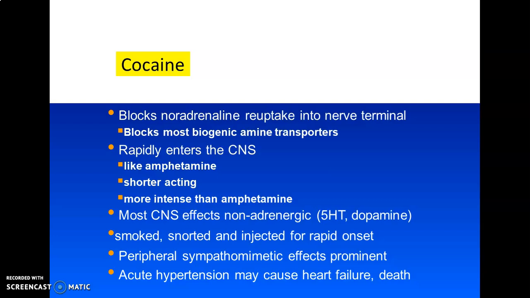Cocaine blocks the noradrenaline reuptake into the nerve terminals and blocks most biogenic amine transporters. It rapidly enters the CNS like amphetamine. It is shorter acting and more intense than amphetamine. Most CNS effects are not adrenergic, but are due to dopamine. It is smoked, snorted, and injected for rapid onset of action.